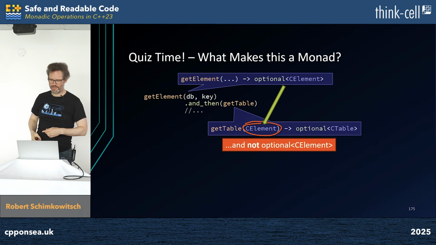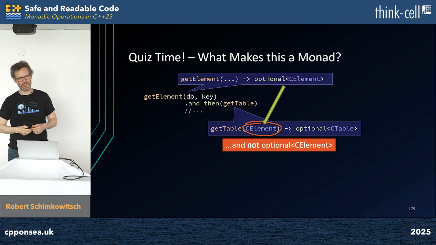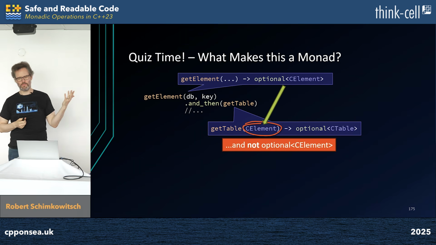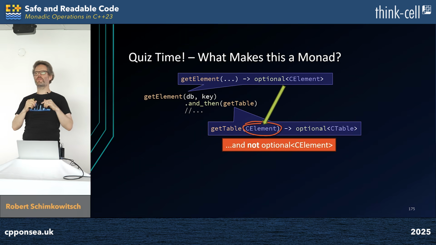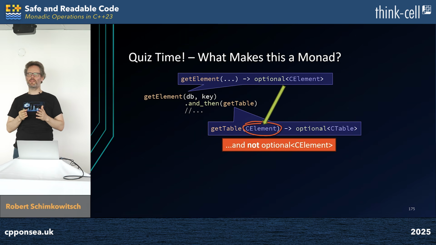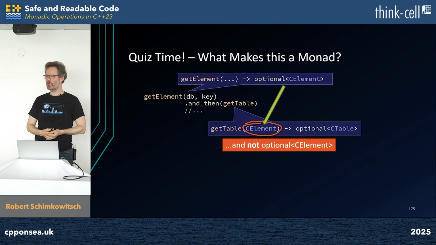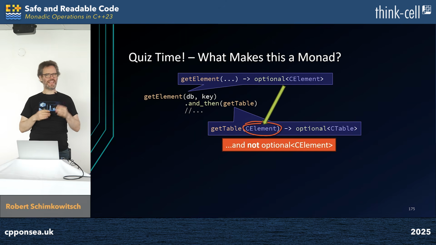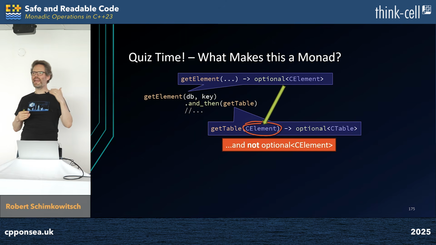Yes, quite. As we can see here, the output of the first function is an optional of element, but the next function only accepts an element. We have done the unwrapping like a good monad should. So andThen basically does the join and transform in one step.